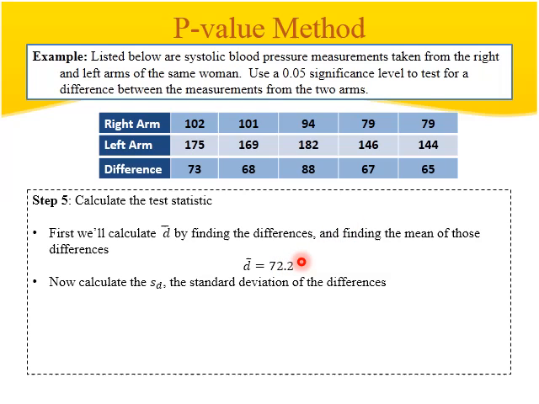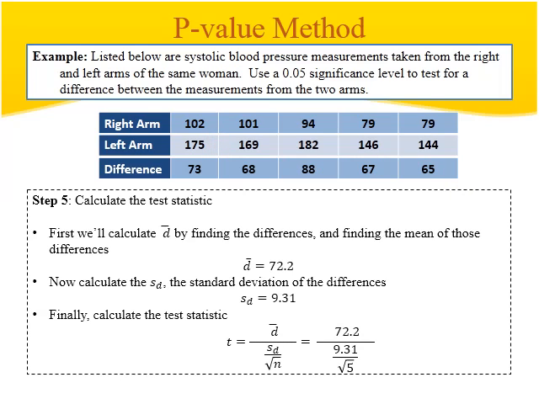So we also need the standard deviation of these differences. Of course, we've been using Excel to calculate this, but you may also use your calculator using the standard deviation for a sample formula. I find that the sample standard deviation of differences is 9.31. So now, using my sample size of 5, I can plug all this into my test statistic, which gets me a test statistic of negative 17.33.